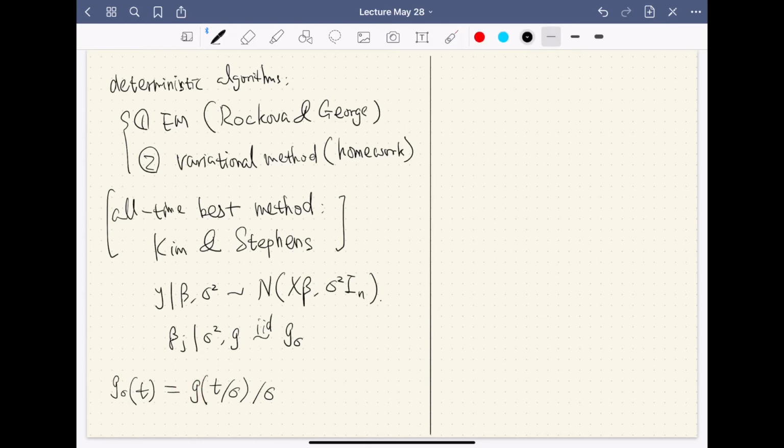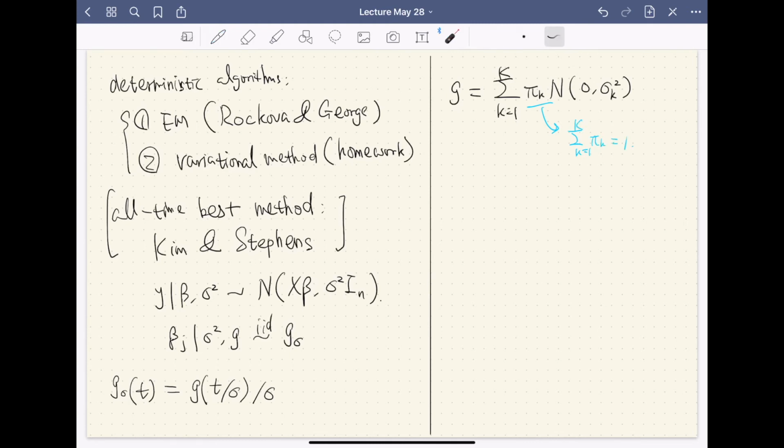G is the density function of the following distribution. This is a mixture of Gaussians, normal with mean 0 and variance sigma k squared. And here, pi is a probability, so the sum over k from 1 to big K of pi k is 1.